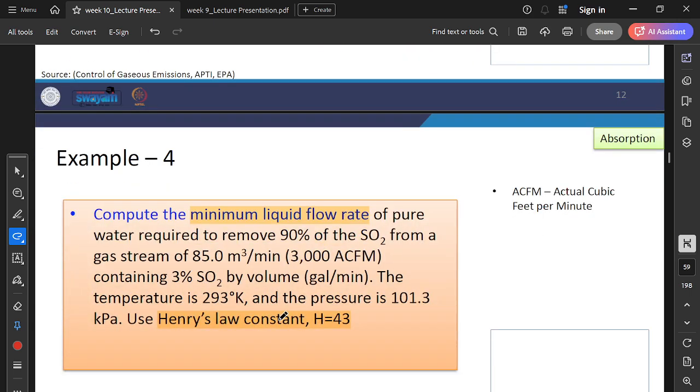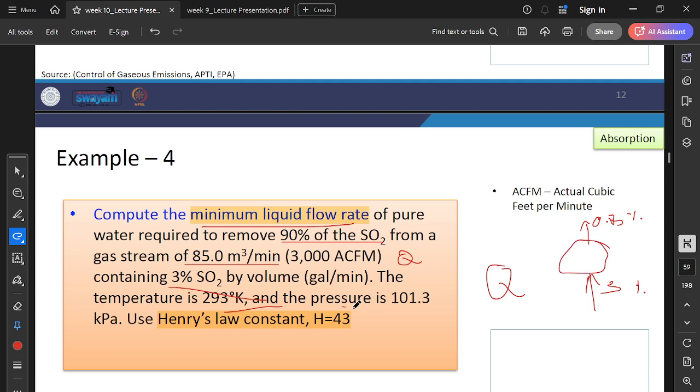You got it? Then there's a problem related to absorption. They have given: compute the minimum liquid flow rate. Again, Q only they are asking, of pure water required to remove 90% of sulfates. Sulfates they are absorbing in water. Okay, so 90% removal is required. The gas stream Q they have given is 3000 ACFM or 85 meter cube per minute containing 3% of SO2. So 3% of SO2 is coming in, 90% removal, then what will go out? 0.3%, sorry, 0.03% will go out. That is 10% of that. So the remaining will be absorbed in the water.